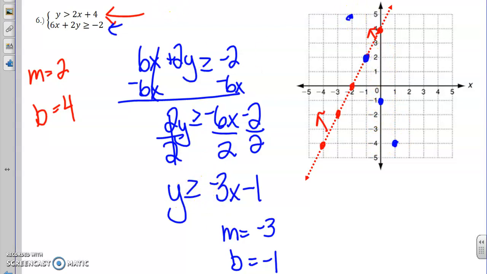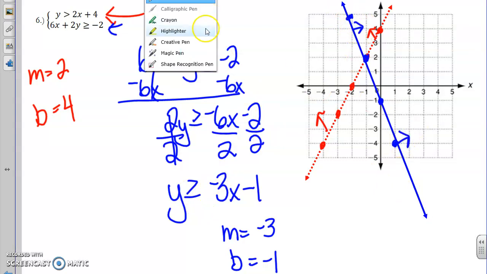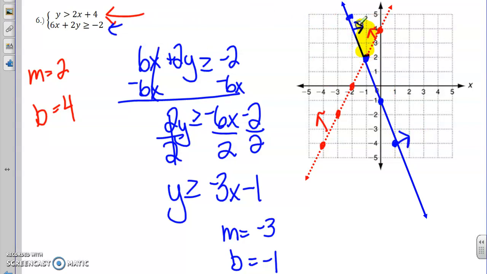He is an equal to, so that means solid line. And greater than means you shade up. And you will shade where the two lines are pointing at each other.